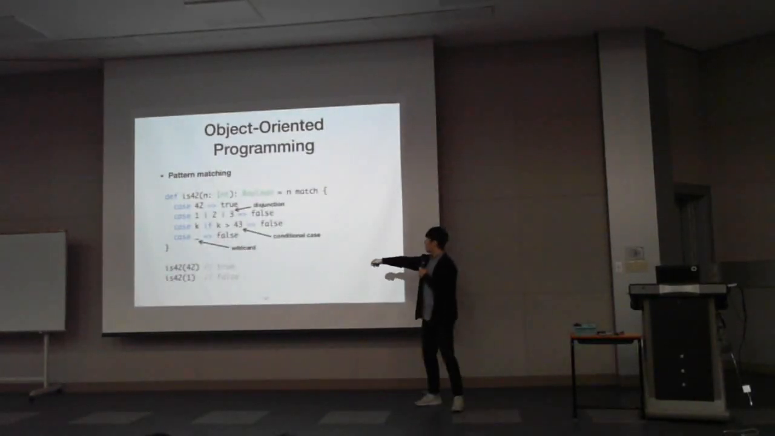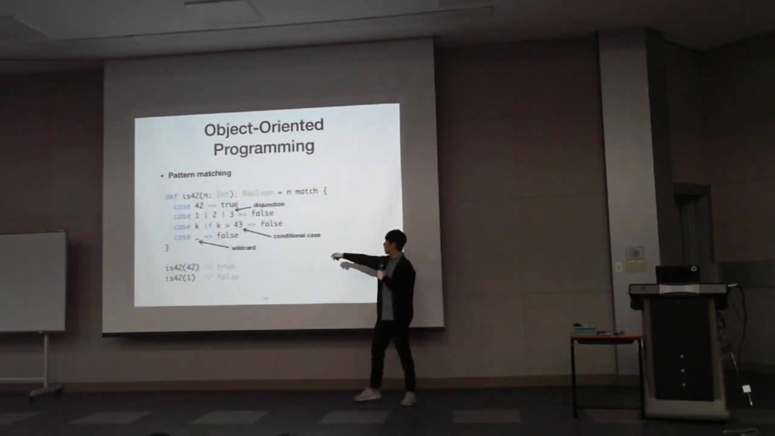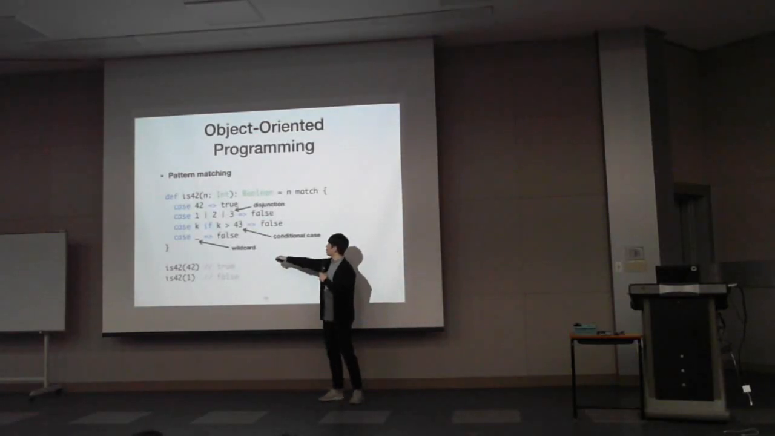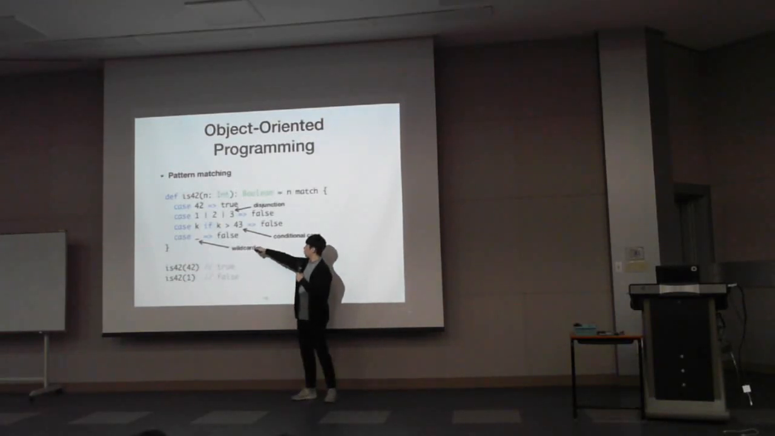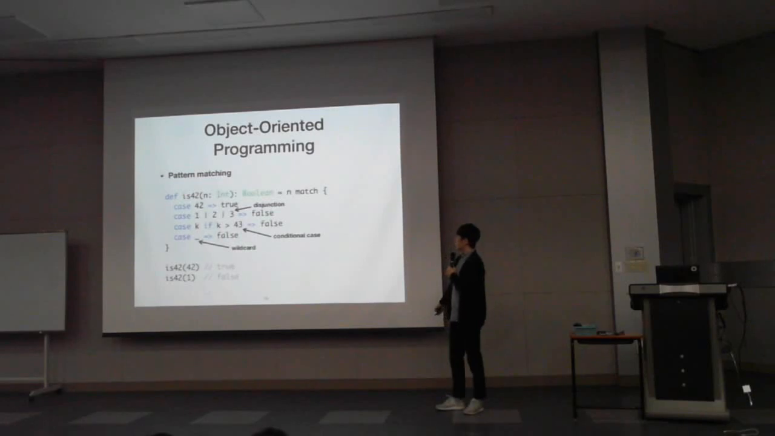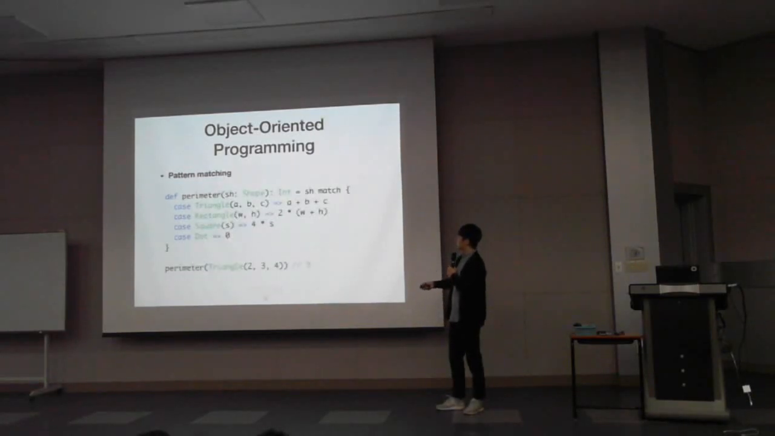And this is a wildcard. It means that we will not give any name to this value. In this case, we give another name k, and here we ignore this value. We will not give any name here. So we can access the field like that.